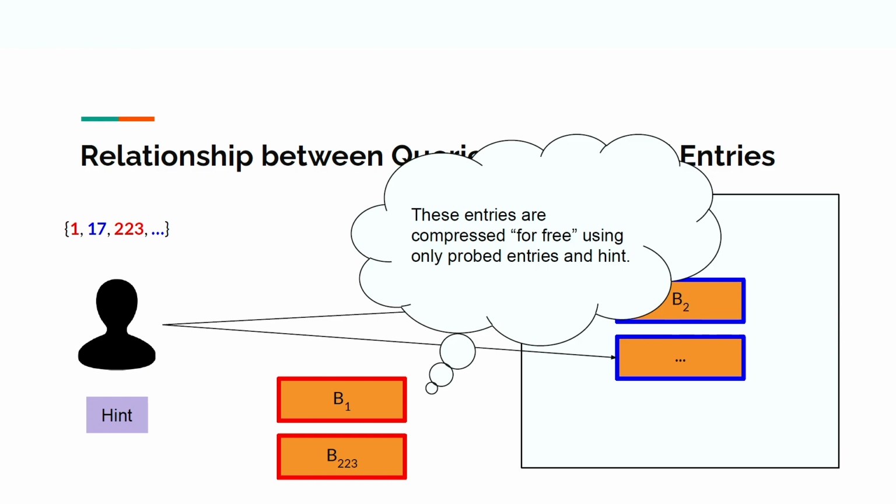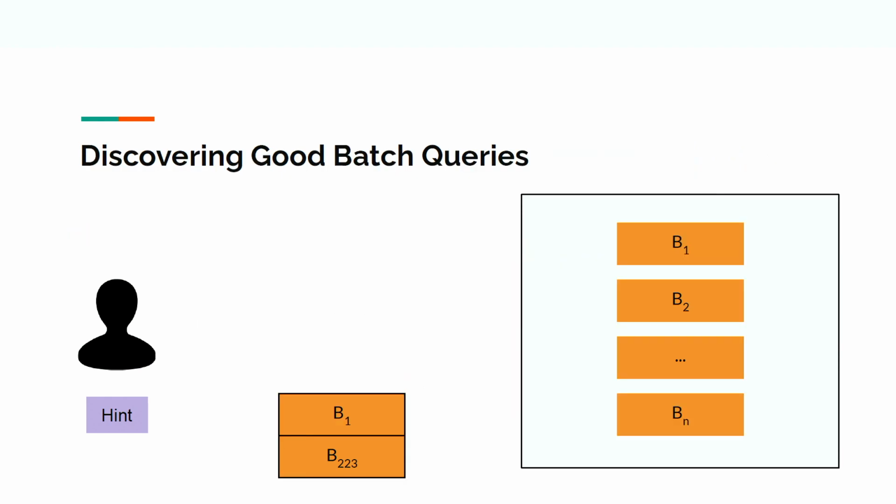All right, so this is what we want to do in the lower bound. We want to find compression schemes. So let's try to push this. Let's say we did it once. We ran one batch query. We were able to get B1 and B223 for free. Let's do it again. With this, we want to find a hard distribution. We want to be able to keep compressing the database. So we could run this again.